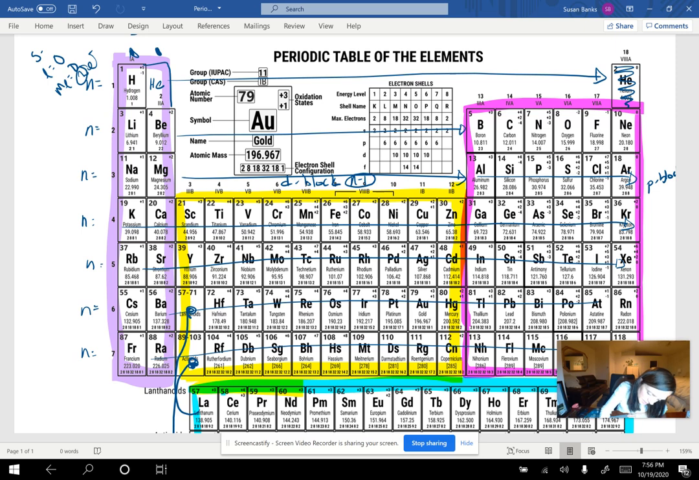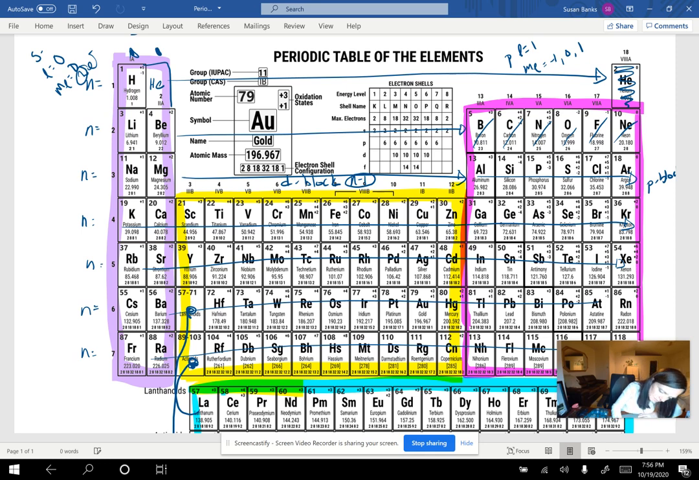If I have a p orbital, that means L is equal to 1. That means my m sub L, or my m numbers, can be -1, 0, and +1. So I have 3 orbitals. 3 times 2 gives me 6. Let's count across. 1, 2, 3, 4, 5, 6. Okay, 6 electrons to fill up the p orbital.